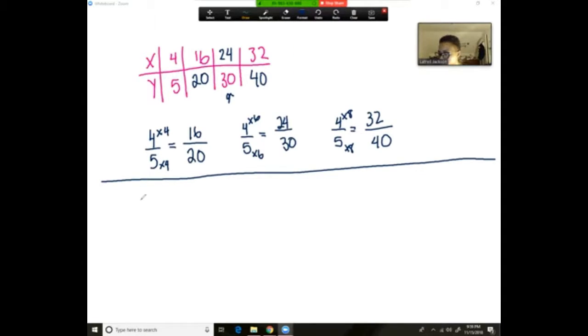Write this table. Let's do this one. 8, 28. We got 7 on the bottom, 21 on the bottom, and 20 up top. Okay.